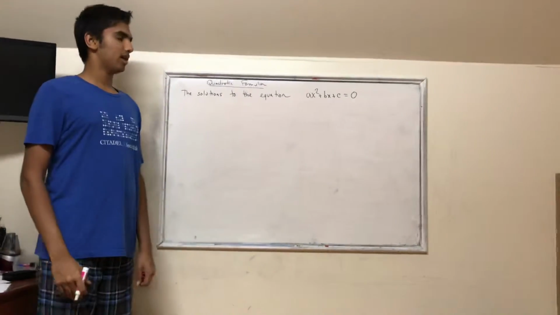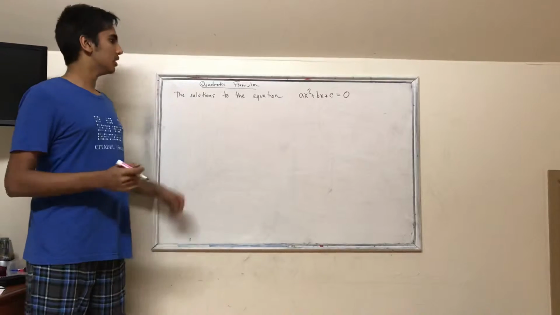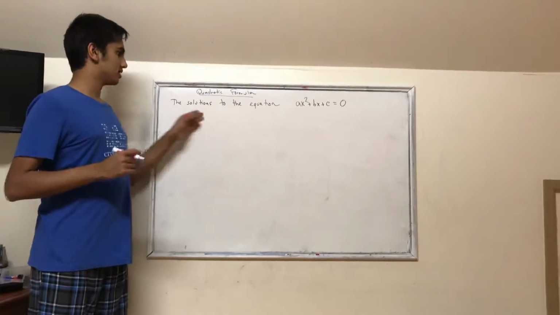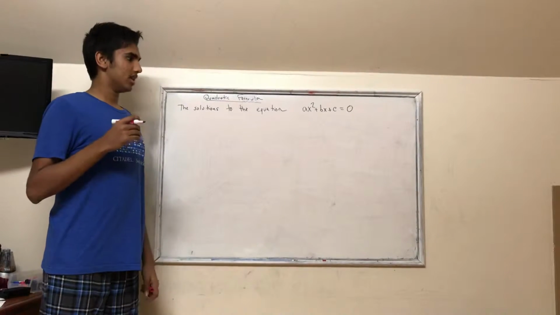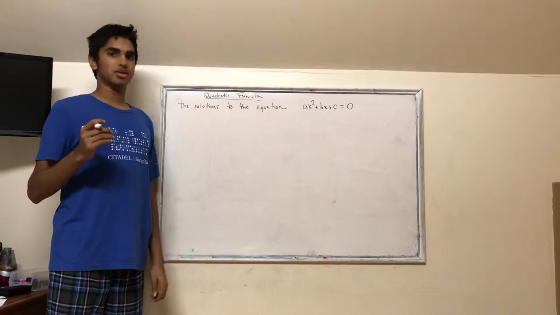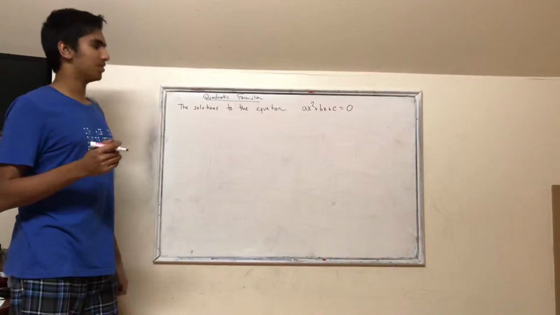So now we're going to look at what the quadratic formula is, and you're going to learn how to use it. The quadratic formula states that the solution to the equation ax squared plus bx plus c equals 0 equals negative b plus or minus the square root of b squared minus 4ac all over 2a. Well, where does that even come from? Well, we're going to derive it.